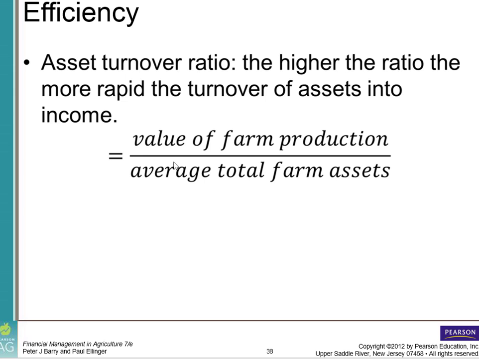So if this ratio is low, let's say your value of farm production, remember, value of farm production is the sum of the farm revenue section, is not as high as you'd like compared to your average total farm assets, we have a problem. That shows that you're not as efficient. You bought the land, or rented the land, you bought the equipment, but you're not being as efficient as possible. So the asset turnover ratio is very important because it is indicative of your ability to be a farmer. It is indicative of your management ability of your agribusiness.